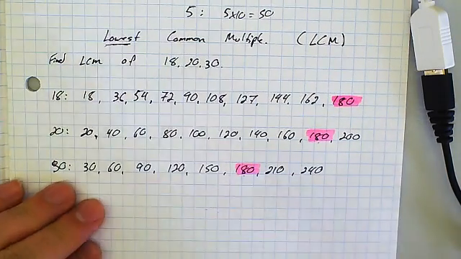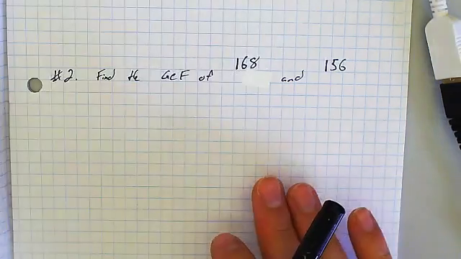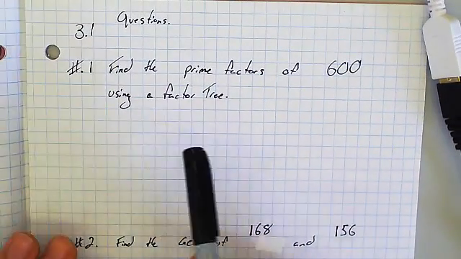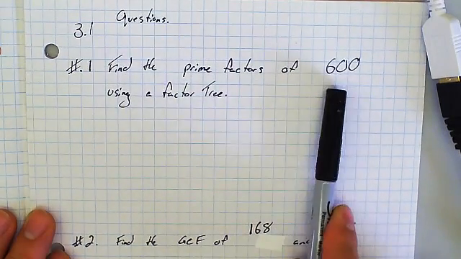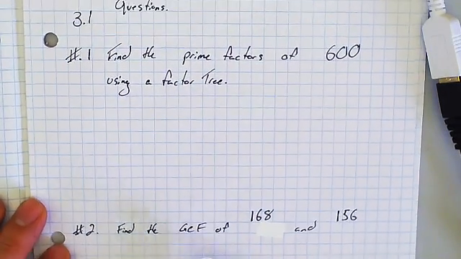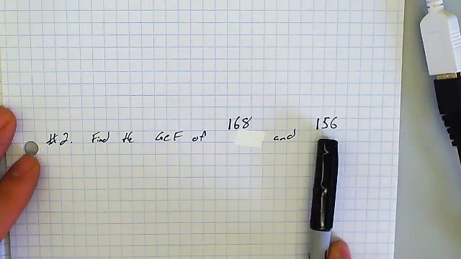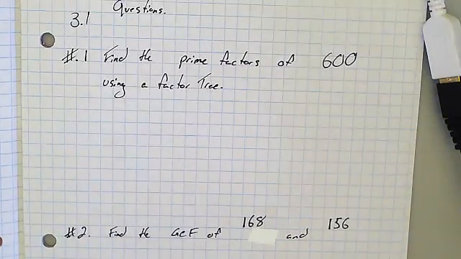And that's it. 3.1 is relatively short. It's mostly reminding you guys what you did in grade 9 and going from there. Your 2 questions, nice and simple. For question 1, you have to find all the prime factors using a factor tree of 600. And for question 2, I want you to find the greatest common factor between 168 and 156.